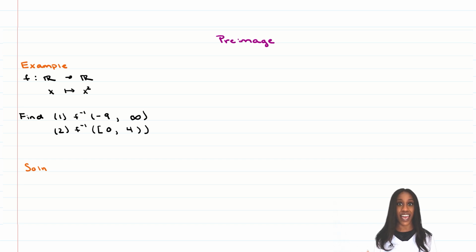Now let's take a look at our example. In this example, we're given a function from one set of real numbers to another, and this function is defined as x squared. Now what's being asked of us is, number one, to find the preimage of the set with domain -9 to infinity, and two, find the preimage of the set with domain 0 to 4. So of course we'll start with our first set.